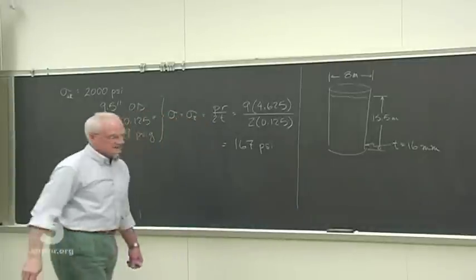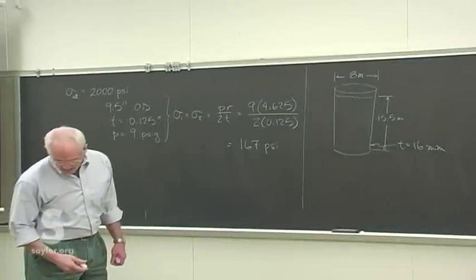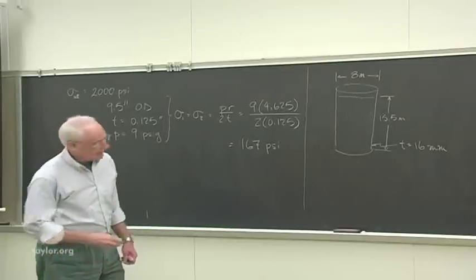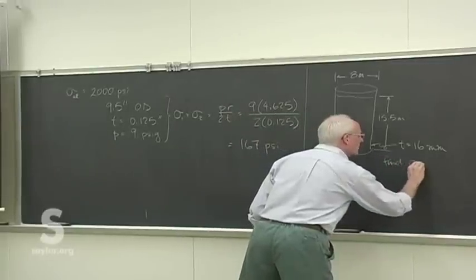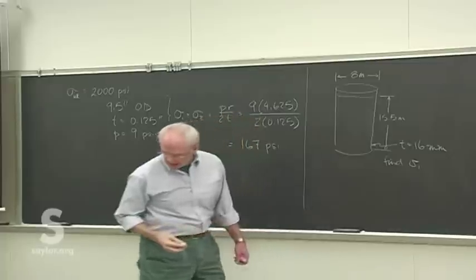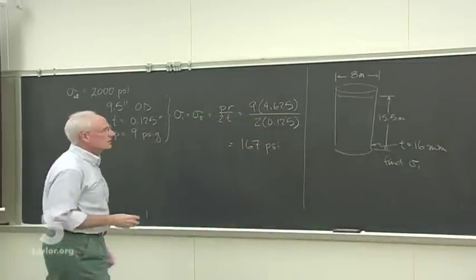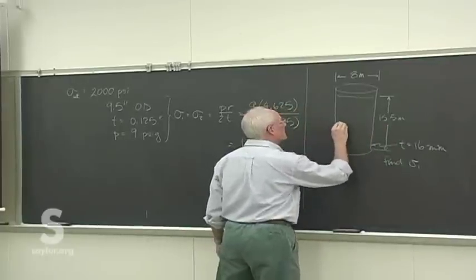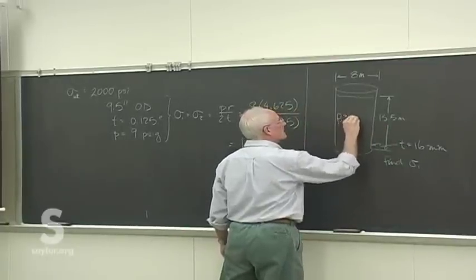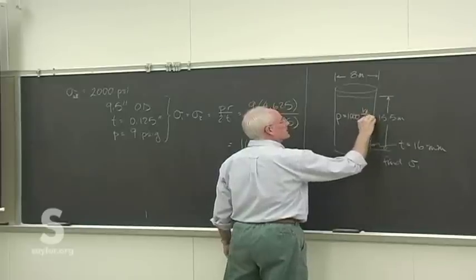So a wall thickness of 16 millimeters at the bottom. Determine at the bottom what the hoop stress is then. And we know the longitudinal stress is half that. So the one thing you'll need is the density of water, which is 1,000 kilograms per cubic meter.